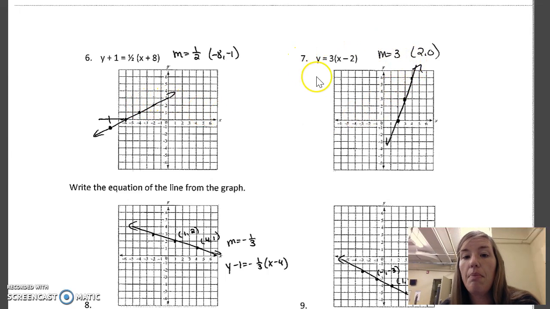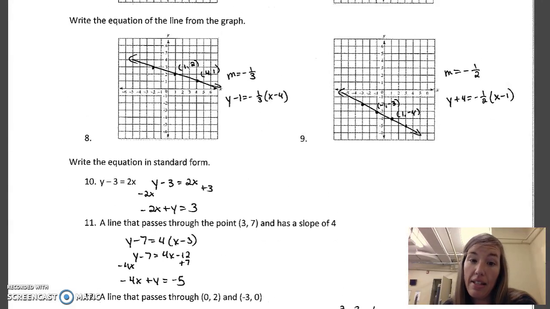Number 7, hopefully you didn't get tricked by this one. Your slope is 3, your x value is 2, but over here there is nothing for y, which makes the y a 0. So your point is 2, 0, because there's nothing on the y. Plot the point 2, 0 over here, and then you go up 3 and right 1, up 3 and right 1.